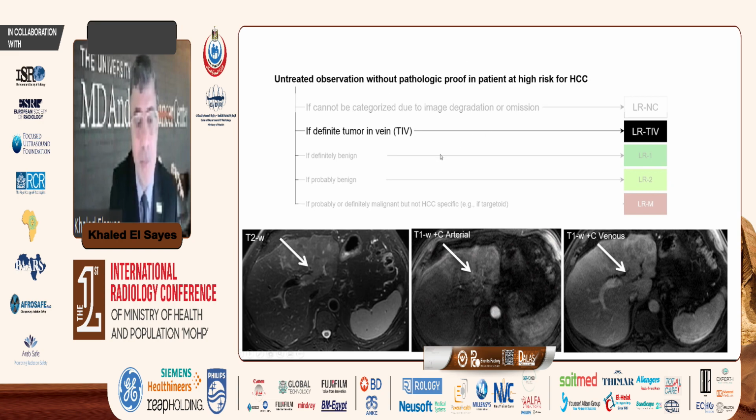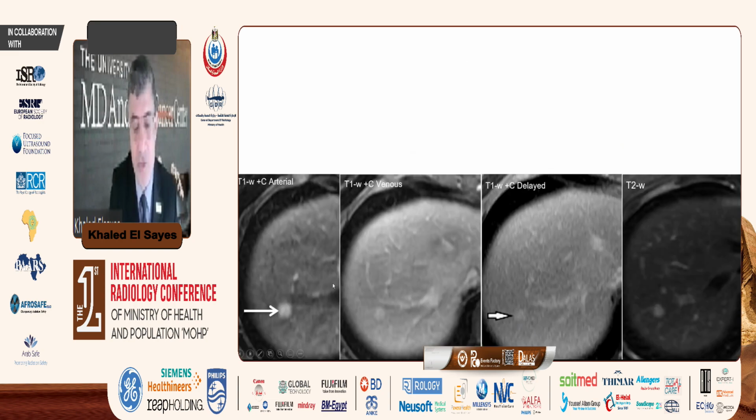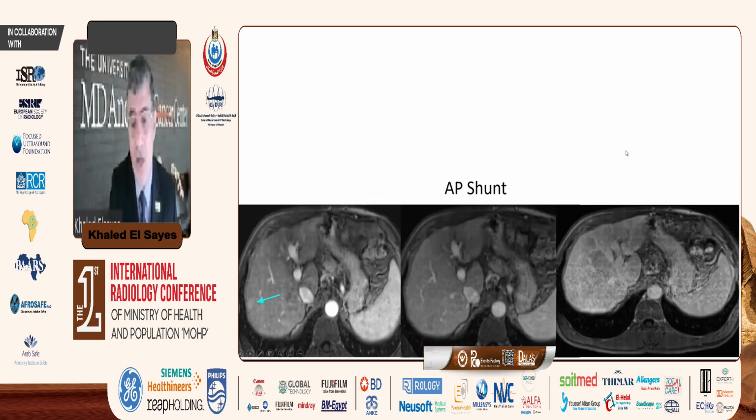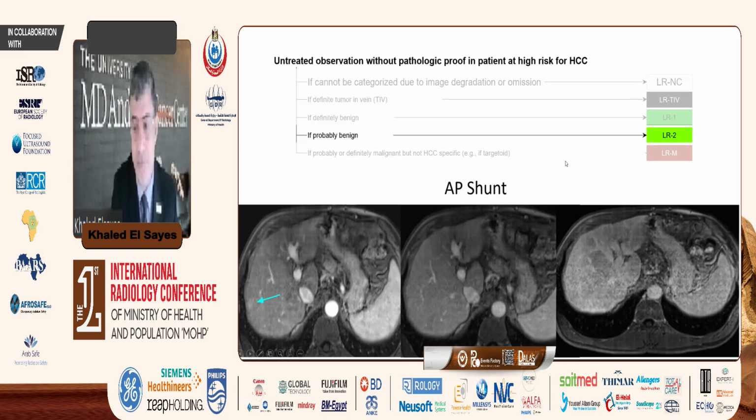But if it's definitely benign, like this flash filling hemangioma, as we see retention of contrast following the blood pool and retention of contrast in the delayed phase, high signal intensity on T2, this would be flash filling hemangioma, which will be categorized as LR1. This is true for anything that you're sure is benign, such as a cyst or hemangioma. You're moving to LR2, which is probably benign.